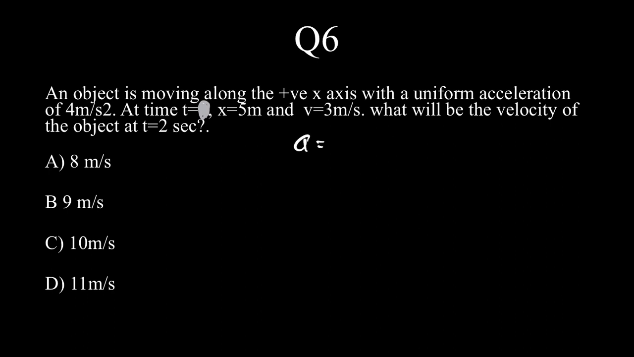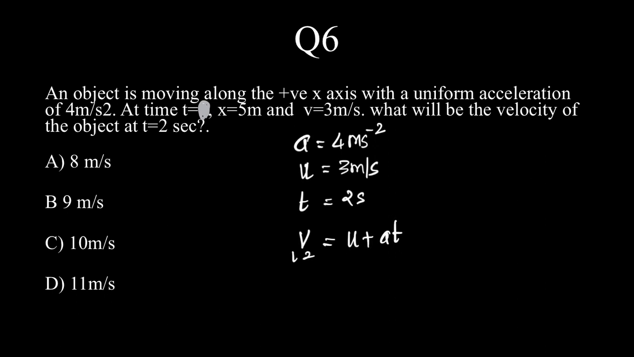So we have acceleration is equal to 4 meter per second square. Initial velocity u is equal to 3 meter per second. What will be the velocity of the object at t is equal to 2 seconds is the question. So straightforward question. What is v equal to? V is equal to u plus at.